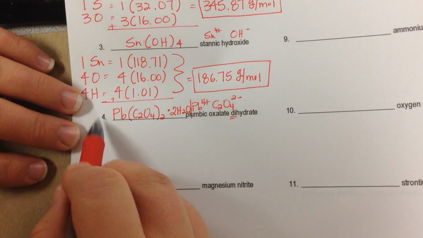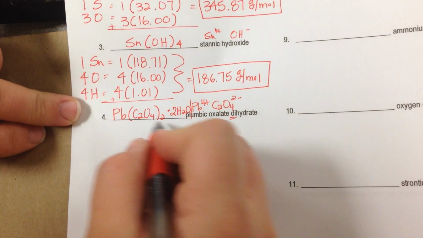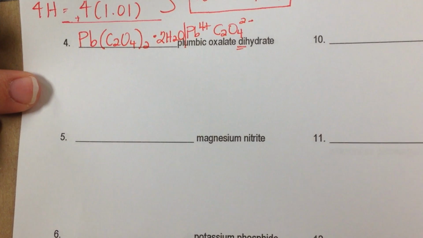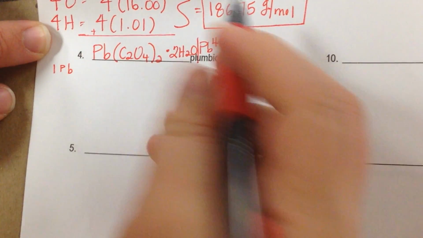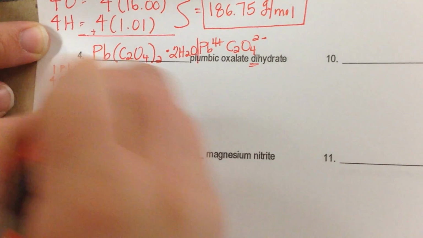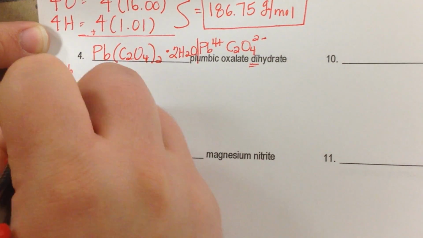Okay, now when you count these, you do need to count every element, and so I like to just list my elements left to right. Let's see if we can zoom in a little more. I've got 1 lead. I am going to write a little bit smaller. I've got 2 times 2 carbons, which is 4 carbons. 2 times 4 oxygens here, which is 8.